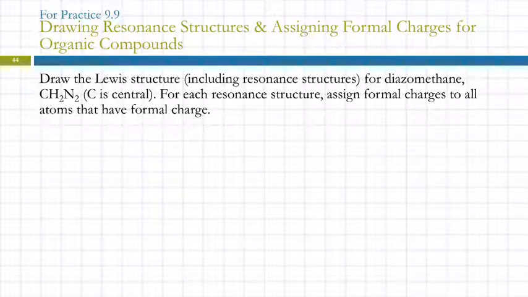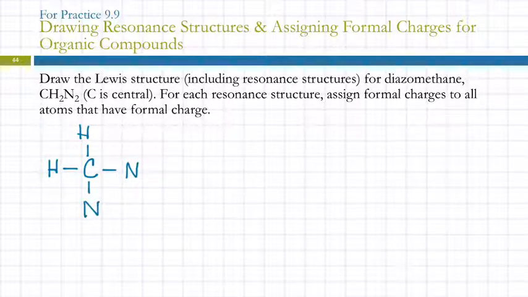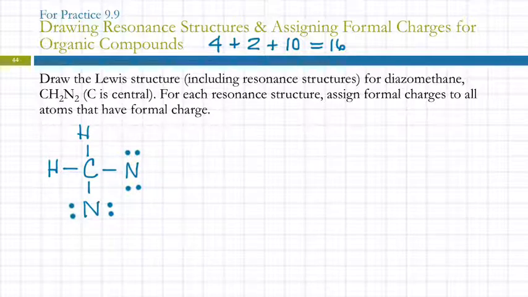Well, carbon is central. So I put the carbon in the middle, and we're going to put the hydrogens and the nitrogens around the carbon. Let's try that. We've got a total of 4 for the carbon, 2 for the hydrogens, and 10 for the nitrogens, a total of 16 electrons to mess around with. So we've got 2, 4, 6, 8, 10, 12, 14, 16.